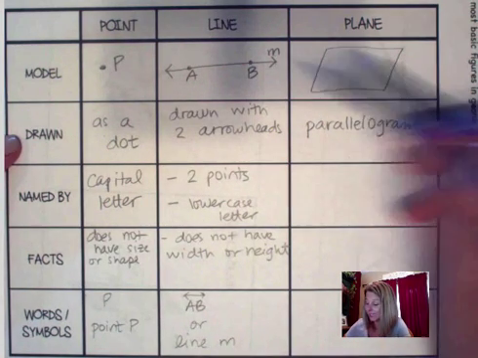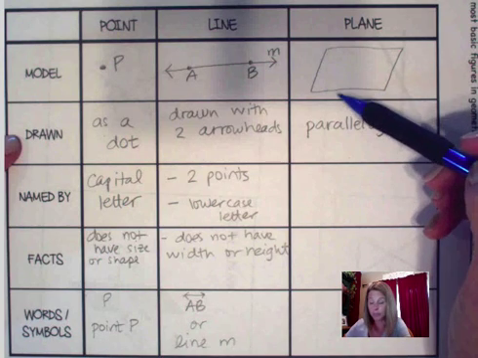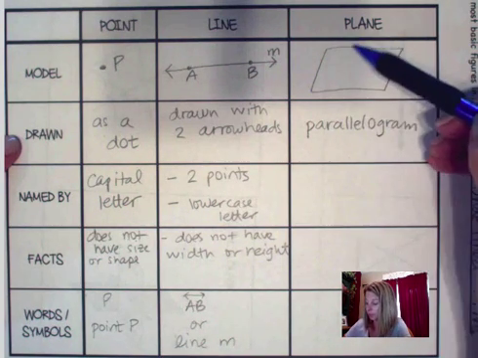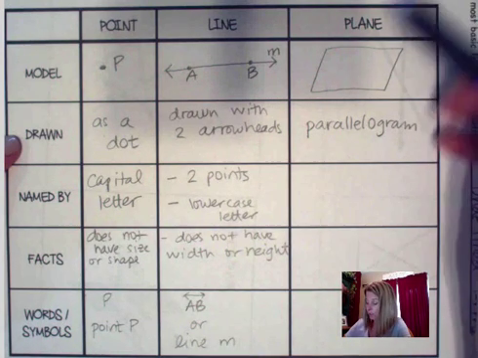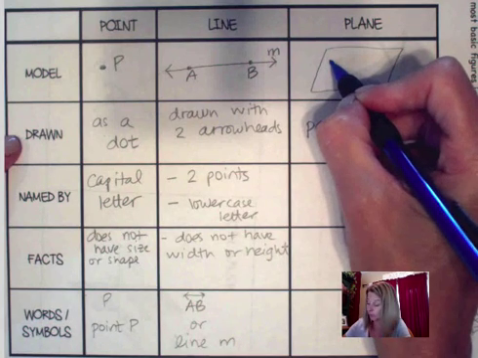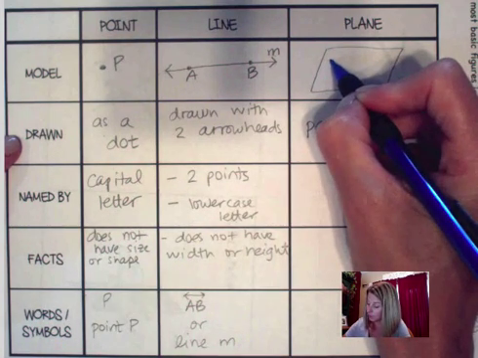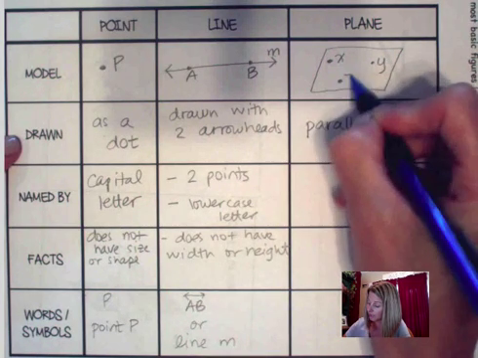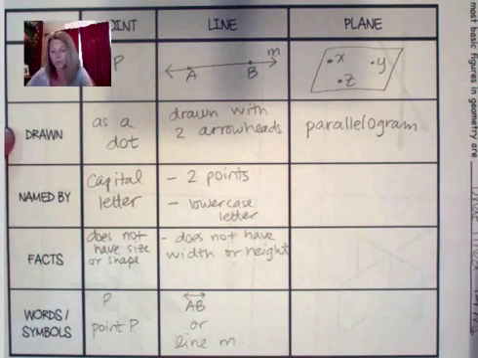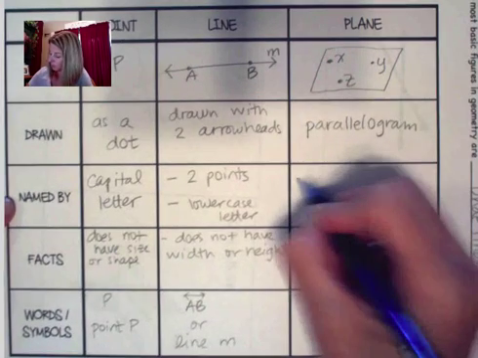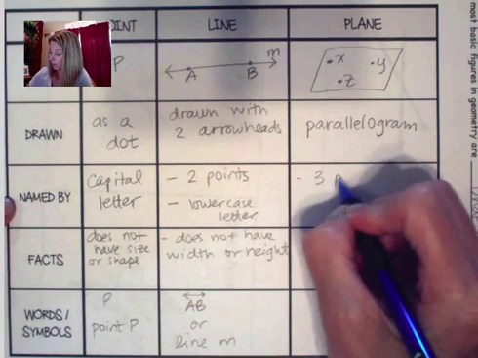Now a plane, like a line, extends in all directions forever. So even though I've drawn a finite parallelogram, it goes all the way out in all 4 directions. There are always going to be 3 points on a plane, a minimum of 3. So I'm going to use points X, Y, and Z. And that brings us down to named by. A plane is named by 3 points. So there are 2 items here, 3 points.